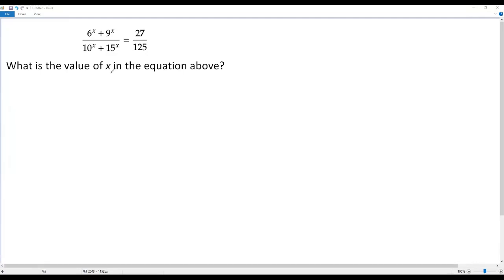What is the value of x in the equation above? To solve for x in this equation, let's consider the numbers we have on the left side of the equation: 6, 9, 10, 15. We have to write all these numbers as the product of their prime factors.